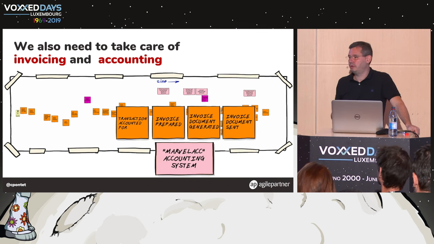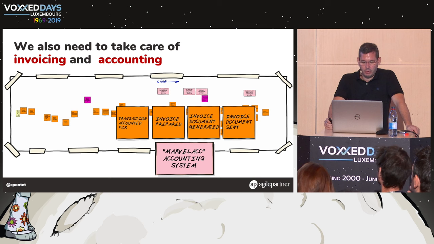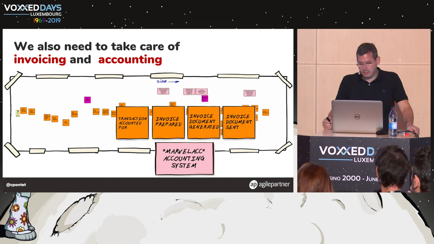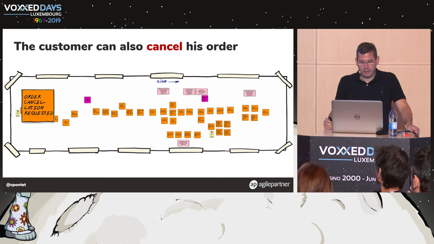Except you forgot about accounting. This is something that is useful in most companies. It's a pain in the ass usually, but you need to update that. So you will also track everything in the accounting system. So transaction accounted for, invoice prepared, the document was generated by the document system, and then it's sent to the user, or the customer in that case. But wait, what happens if the order is canceled?